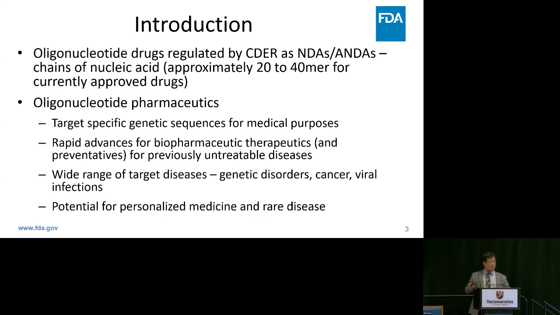Oligonucleotide drugs regulated by CDER as NDAs and ANDAs are chains of nucleic acid, approximately 20 to 30 to 40 mer for currently approved drugs. There's not been a defined cutoff for size for these products, unlike with peptides.